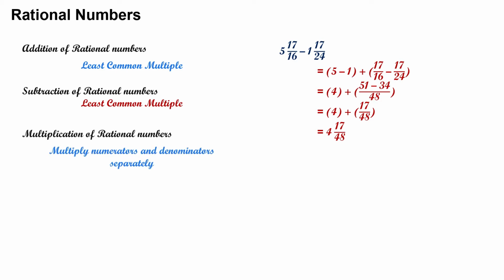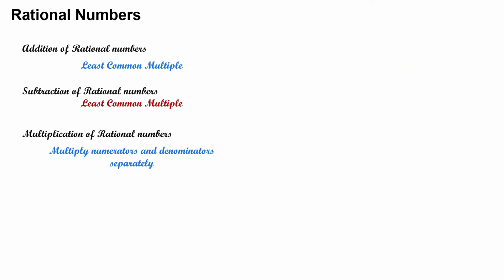Multiplication of rational numbers. You need to multiply numerators and denominators separately. Let's get to it. 2 whole 2 by 3 into 5 by 14. Again, we have a mixed fraction. Let's solve the mixed fraction first of all. So you multiply the denominator with the whole number, 3 multiplied by 2, and then add the numerator, that is 2, to it. It will be 8 by 3 into 5 by 14.